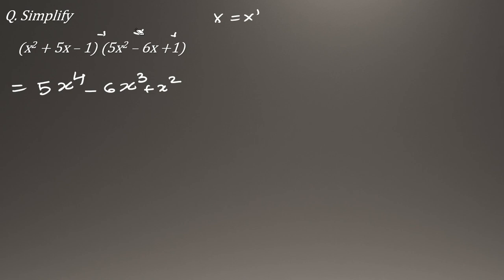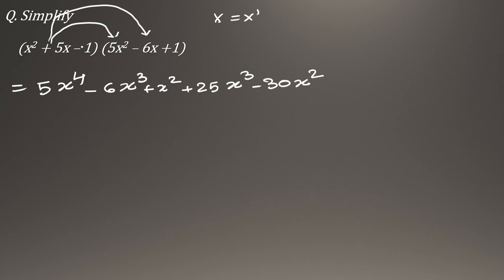Now the first term is finished from the first bracket. Now the same procedure will be repeated for the second term. So plus 5x multiplied by plus 5x square will be plus 25x to the power 3, and then this term will be multiplied with the second term. So plus 5 multiplied by minus 6 will be minus 30, and x multiplied by x means x square, and then the second term will be multiplied with plus 1. So 5x multiplied by 1 will be 5x.